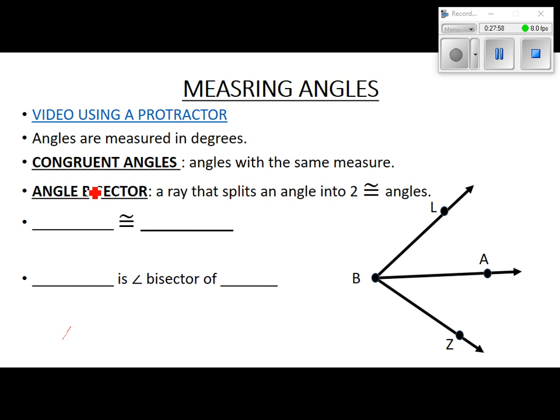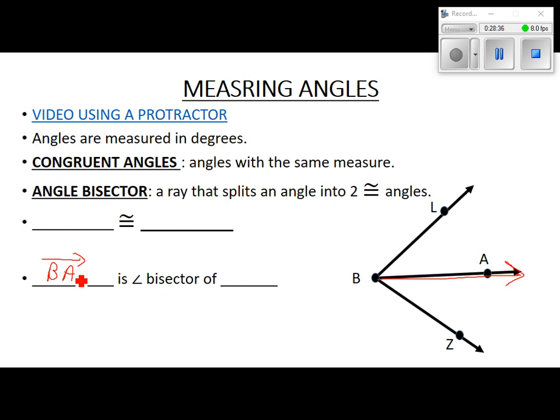An angle bisector. Last chapter we talked about a segment bisector. What does a segment bisector do to a segment? It splits it into 2 equal parts, right? So what do you think an angle bisector does? 2 equal angles. So looking down here at this picture, somebody name this ray for me. Put that right here on this blank. Ray BA. Ray BA is the angle bisector of angle LBZ.